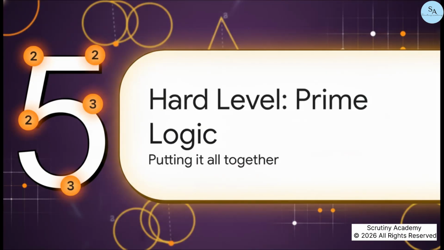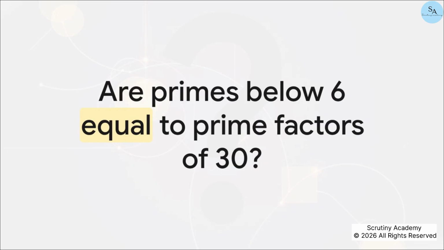Section 5. Hard level, prime logic. Time for putting it all together. All right, here is example 10, a real board exam level question. It asks, are the prime numbers smaller than 6 the same as the prime factors of 30? Now, I actually want to pause here for just a moment, read the question again, and think about what the given parts are before I show you the answer. It's kind of like a giant puzzle. You have to figure out two completely separate lists first before you can even start comparing them.